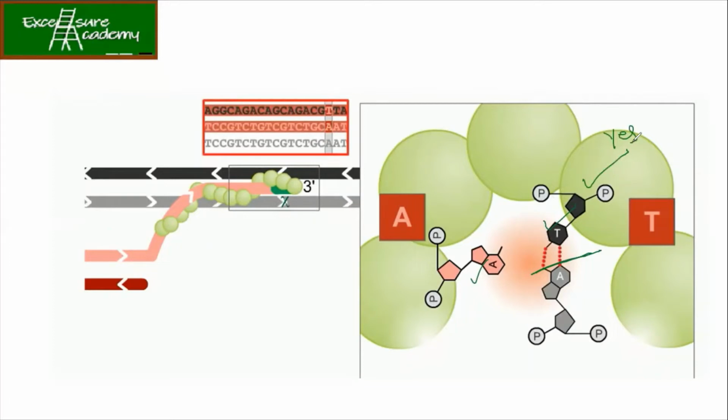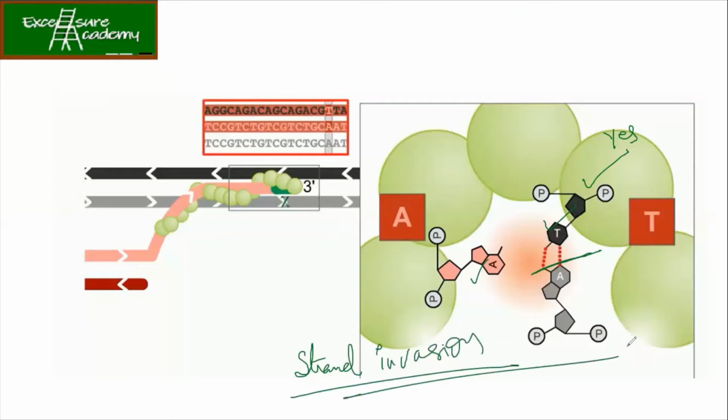Correct? From now onwards, we can say that the strand invasion has taken place. This doesn't mean that it happens just by entering in the middle. It needs to get stabilized, right? It needs to form a base pair with the upper strand. So this is how your strand invasion happens. This is in detail. Is it clear now how it happens?